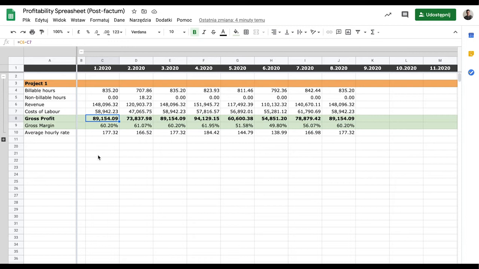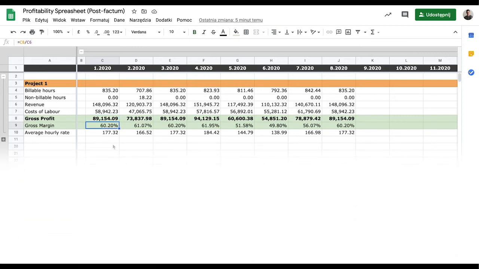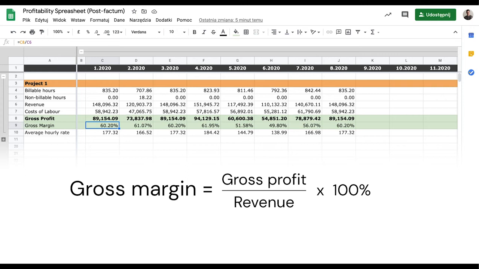If I wanted to look at more detailed financials, I would need to create a more comprehensive document that would include all the other costs, such as the overhead, marketing, office, etc. But that's not really of our interest. That's more for the CFO or accountant. So here we've got the gross profit that we make on the project. The margin is nothing else, it's just the profit expressed in percentages.